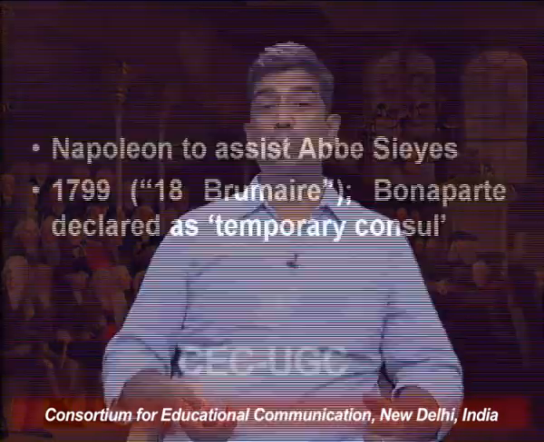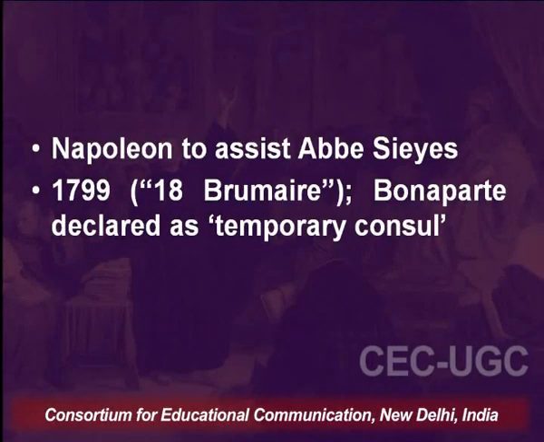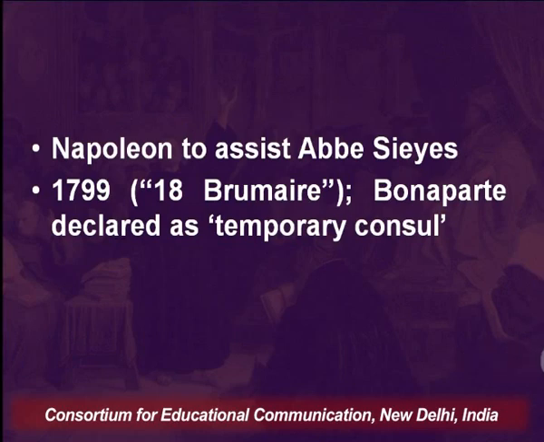And Napoleon comes into being important in this scheme of things. And Napoleon was very dear to the directory period, very dear to the directory establishment. He assisted Abbé Sieyès, and in 1799, which in French history is also known as the 18th Brumaire, Bonaparte is declared as the temporary consul, and we will talk about it in the next part of this lecture, which would be about the emergence of Napoleon.